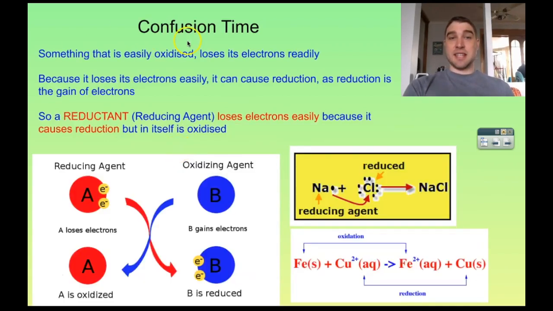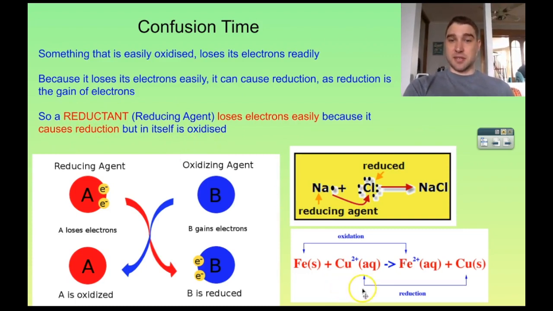Conversely, something that is easily oxidized loses its electrons easily, so because it's losing electrons easily, it causes reduction. By losing electrons, it causes reduction, because remember, reduction is the gain of electrons. So a reductant, which again is a portmanteau of reducing agent, loses its electrons easily, it causes reduction, but it itself is oxidized. So if something causes reduction, it is being oxidized.